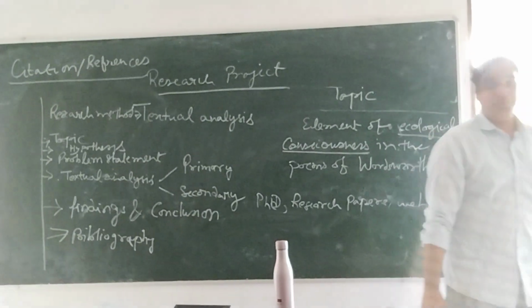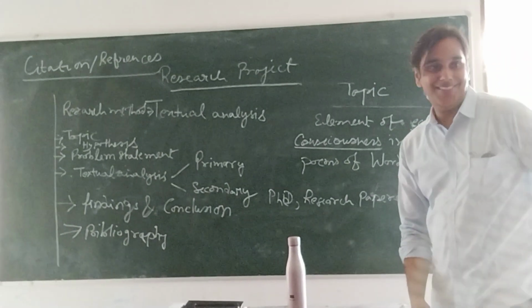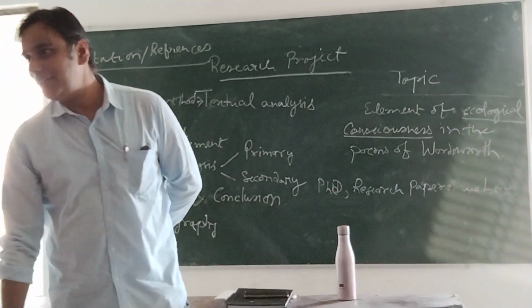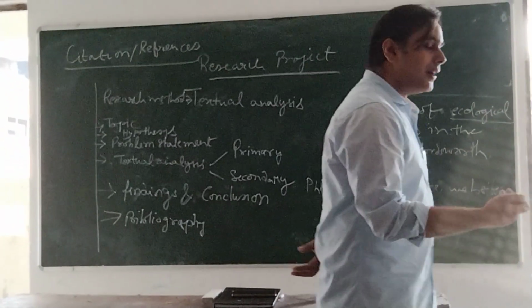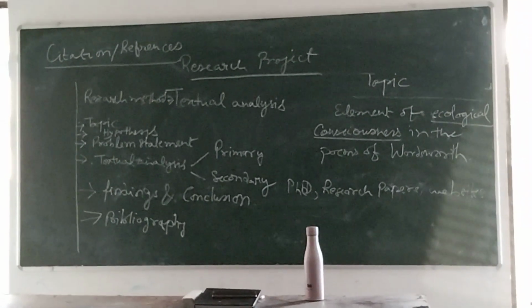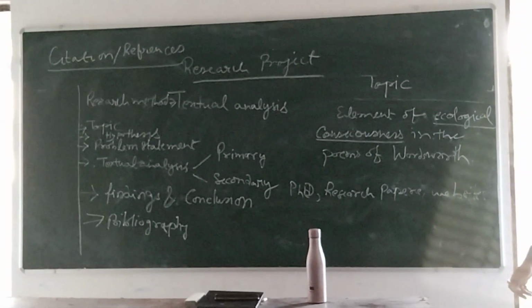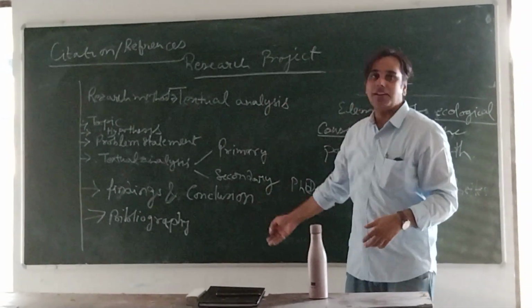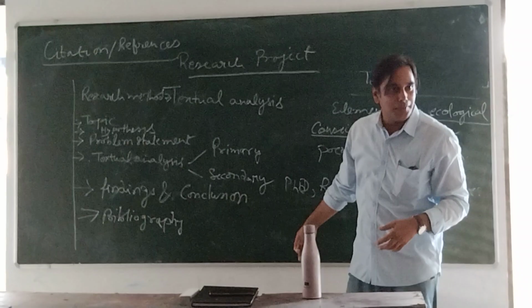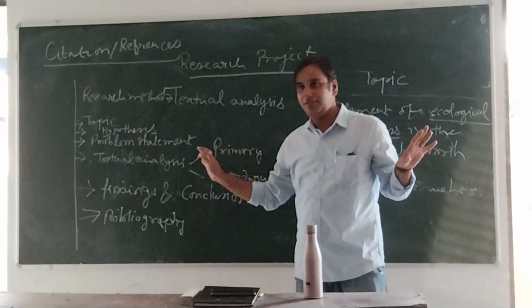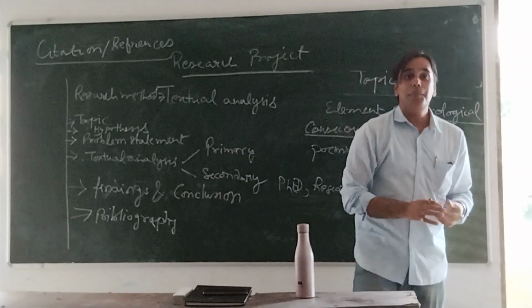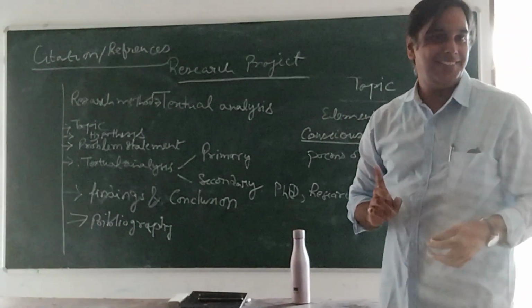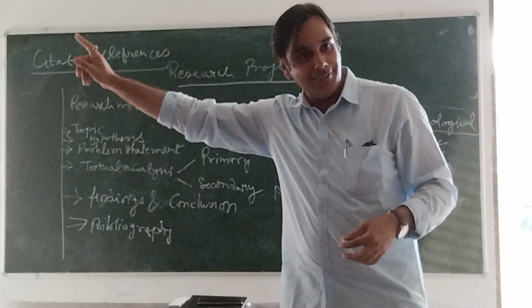Called plagiarism. Plagiarism is basically chori, intellectual theft. Somebody has done something, somebody has written something, and you are using the same lines, same words to build your research, to build your own arguments. No problem at all. You can do that, but you must give the credit to the person.